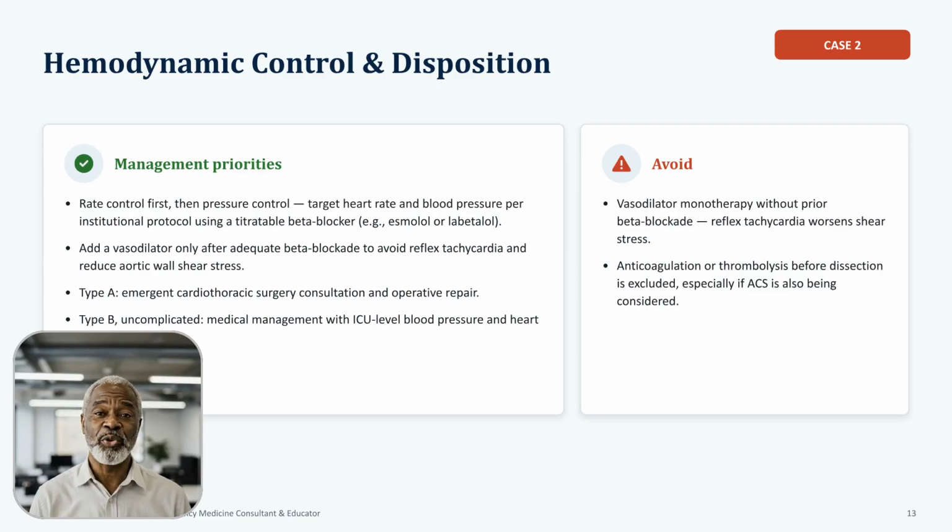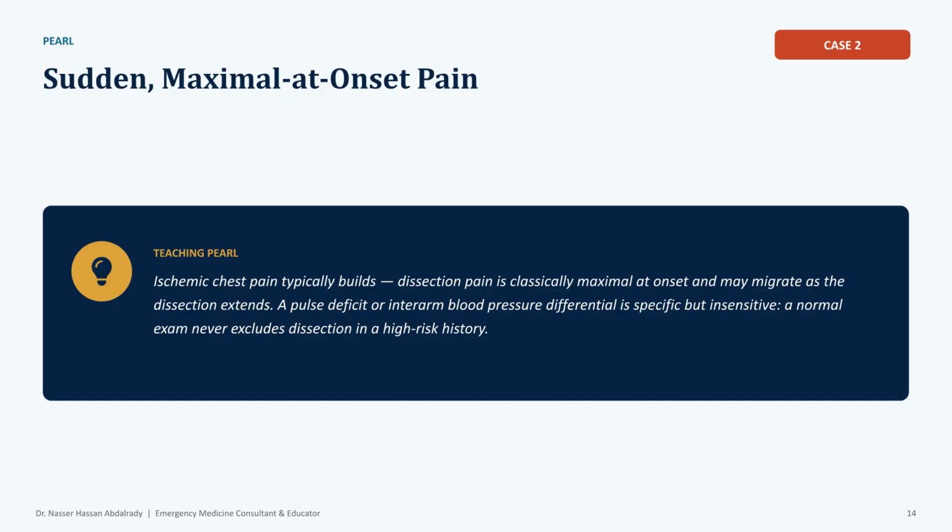For hemodynamic control in dissection, use a beta blocker first to manage rate and pressure. Only add a vasodilator afterward to avoid reflex tachycardia, which worsens aortic wall stress. Ensure dissection is excluded before considering any anticoagulation or thrombolysis. Final pearl: dissection pain is classically maximal at onset, whereas ischemic pain typically builds. While physical signs like pulse deficits are specific, they are not sensitive. Always consider the patient's full history when determining your diagnostic plan.